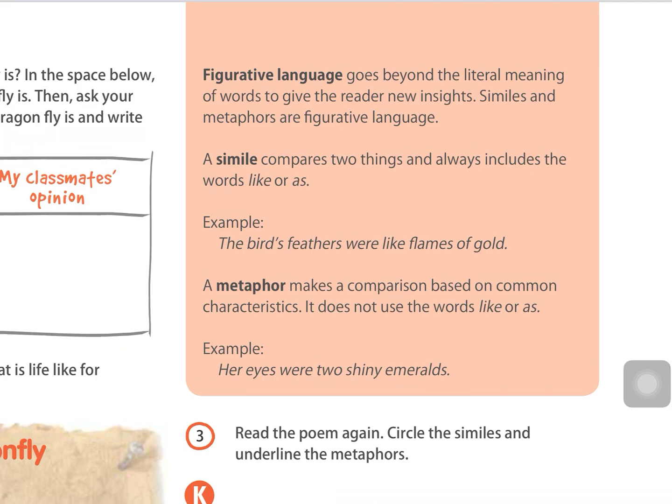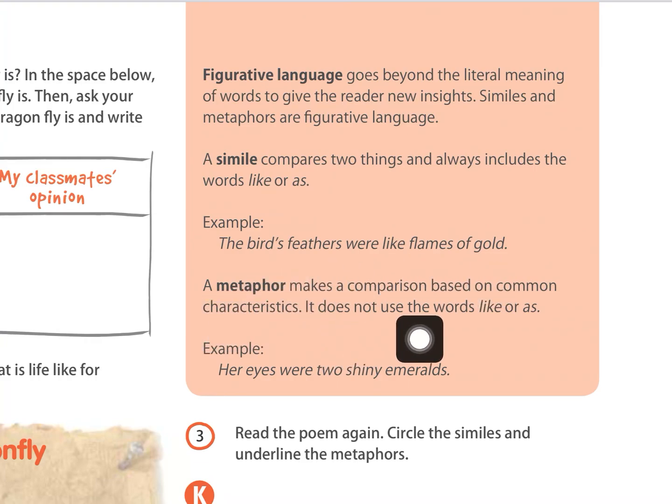Remember, figurative language goes beyond the literal meaning of words to give the reader new insights. Similes and metaphors are figurative language. A simile compares two things and always includes the words like or as. Example: the bird's feathers were like flames of gold.